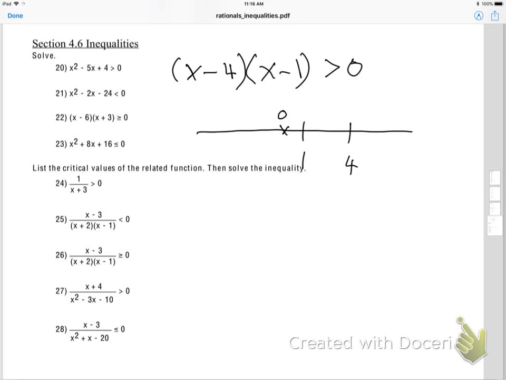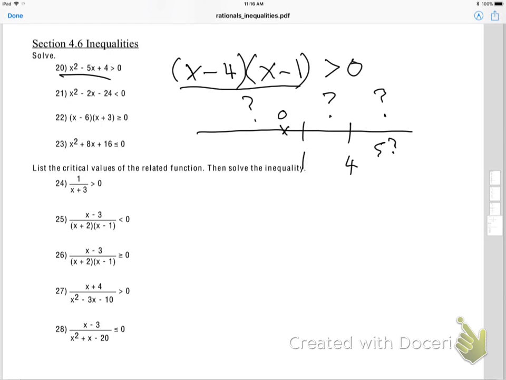So what you're going to do is test this area here, this area here, and this area here, away from those critical values, in other words, the positive 4 and the positive 1. So, let's just test a 5. Let's see if 5 works. You can put it into here, you can put it into here, it doesn't matter.